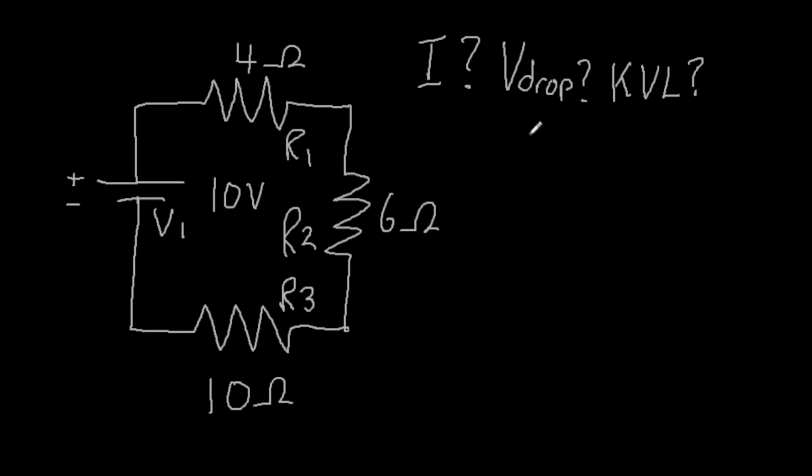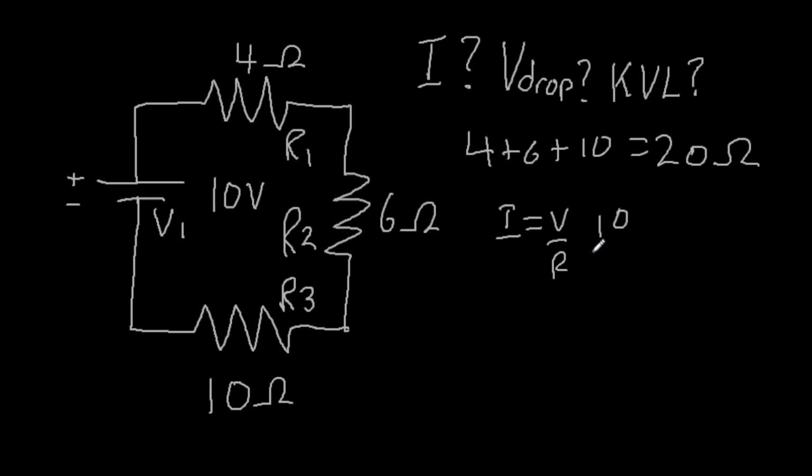So the first step is to sum up the equivalent resistance. If you want to practice summing up resistance in series or parallel, I recommend you watch my first video where I introduce you to series and parallel circuits. So back to the solution. 4 plus 6 plus 10 is 20 ohms. And we want to get the total current. So I equals V over R. 10 over 20 is 0.5 amps.